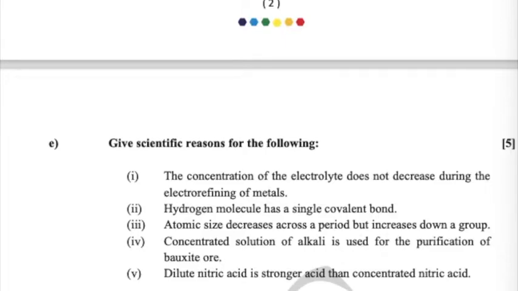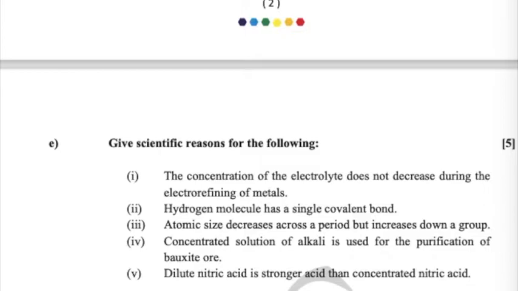The second one is hydrogen molecule has a single covalent bond. Hydrogen has one valence electron in its electronic shell. Therefore, to become stable by duplet configuration, it needs one more electron, and hence it shares it with another hydrogen atom, forming a single covalent bond.